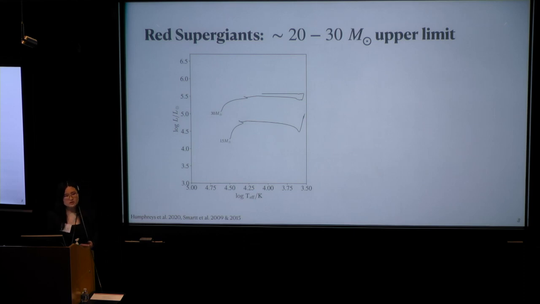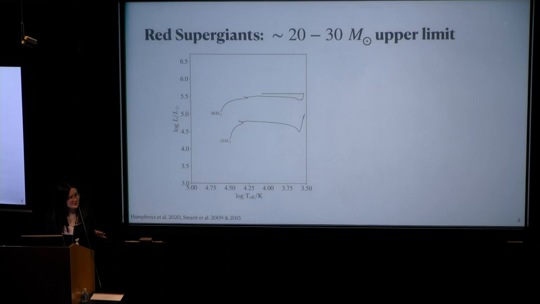Here I show a Hertzsprung-Russell diagram, HR diagram. I think some people are familiar with it, but some may not be. It shows luminosity in units of solar luminosity on a log scale on the Y axis, and on the X axis is the effective temperature on a log scale, but flipped, so lower temperature is on the right. I show two evolution tracks of two stars, one at 15 solar masses and one at 30 solar masses. It starts from the start of the main sequence and ends at the end of core helium depletion.